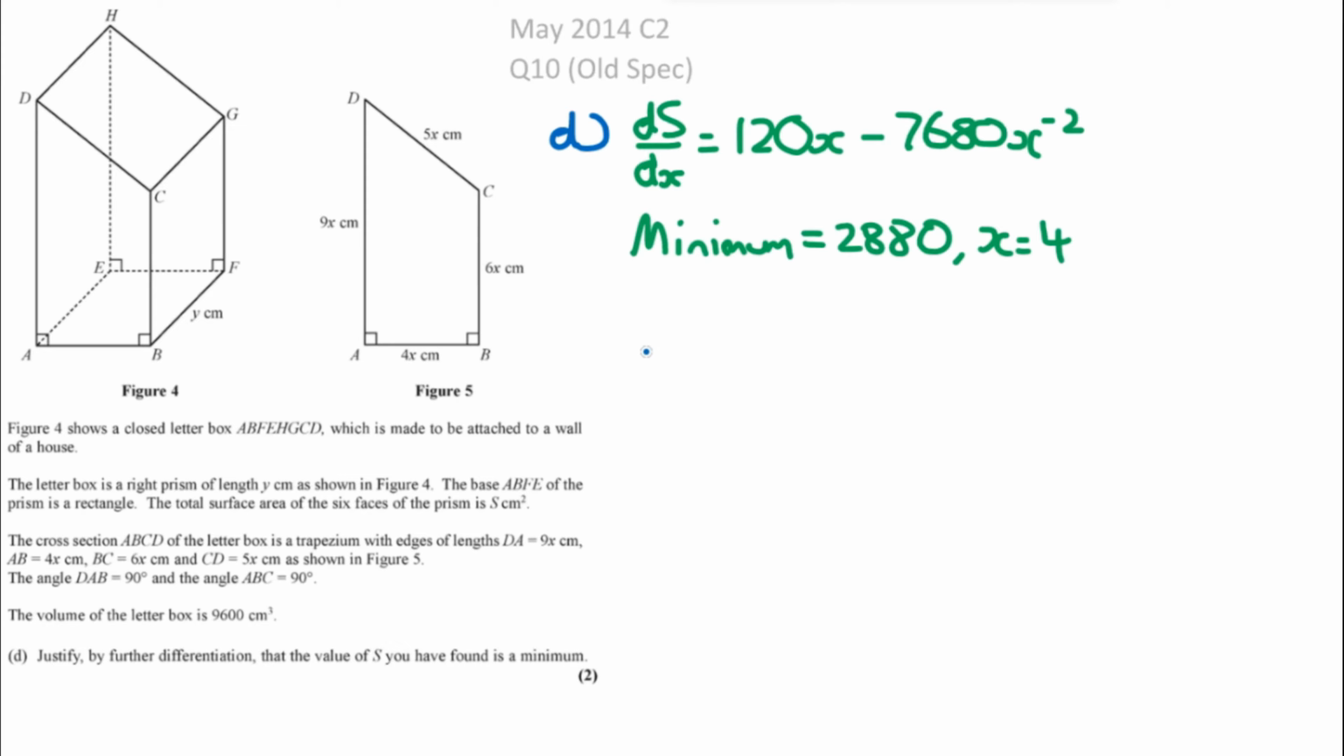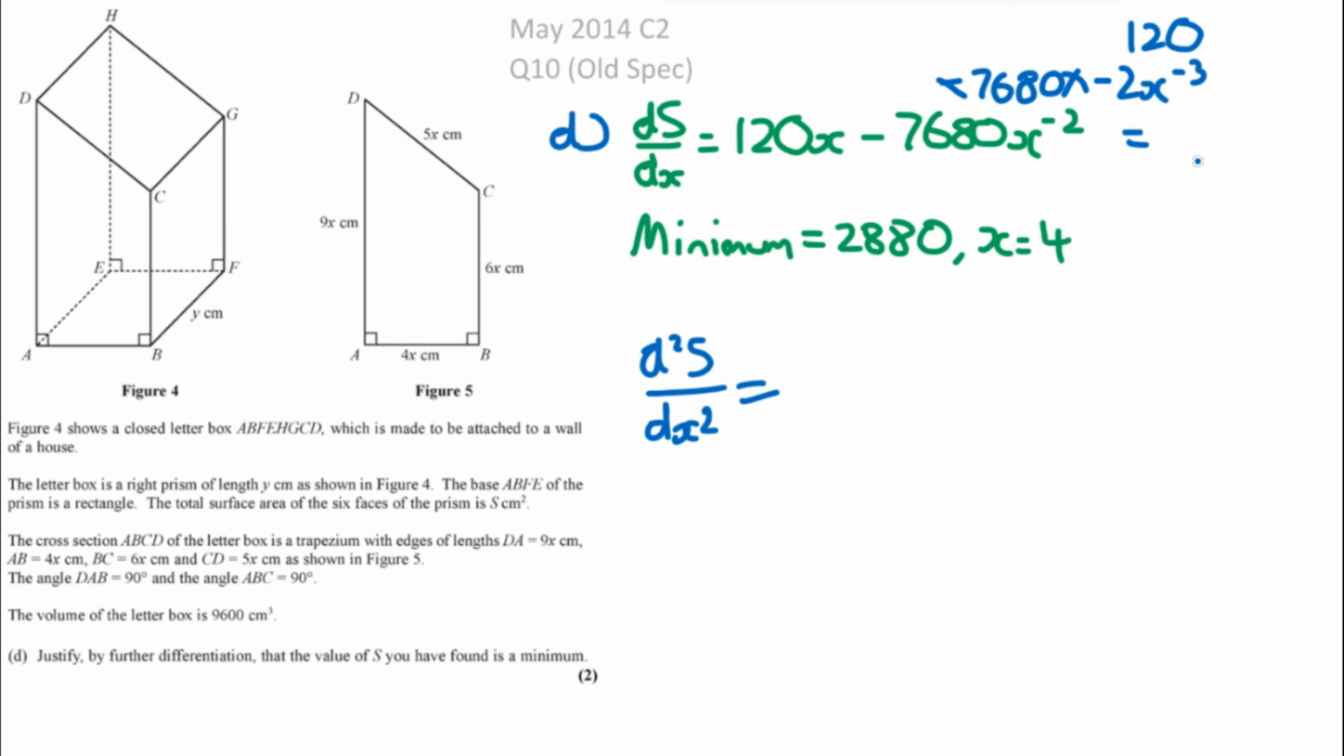So we have to find the second order derivative, so it's going to be d squared s over dx squared, which is equal to, and then differentiate the terms individually, so it's going to be 120 because the x goes away, and then it's going to be minus 7680 times, and then this differentiated is minus 2x to the power of minus 3, which is equal to, minuses cancel out, so it's going to be 15360x to the minus 3. So d squared s over dx squared is going to be 120 plus 15360x to the power of minus 3.